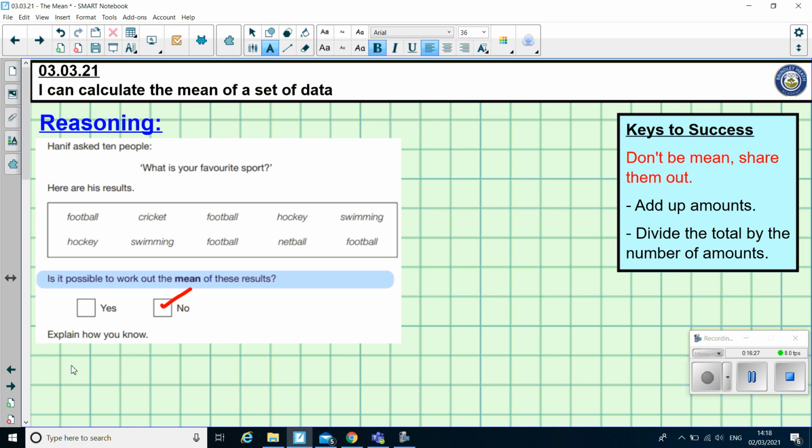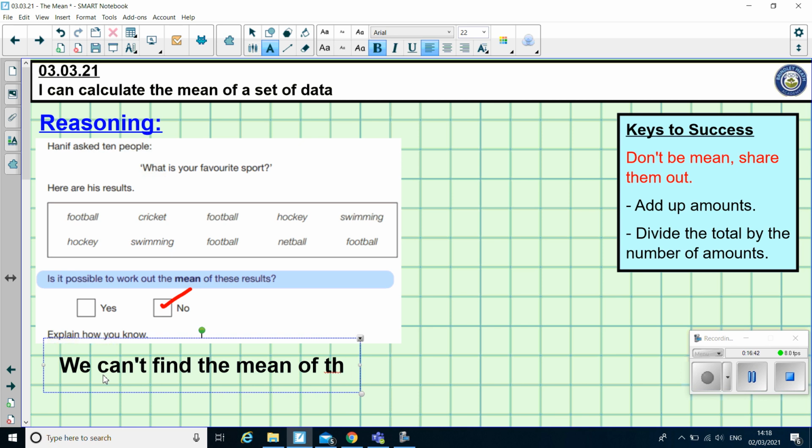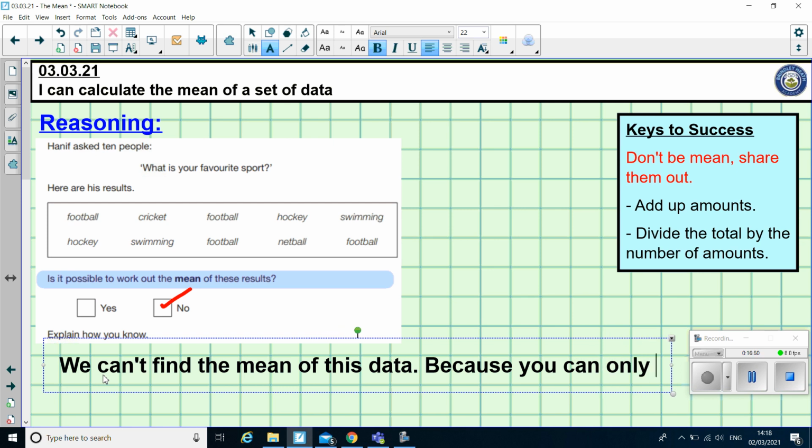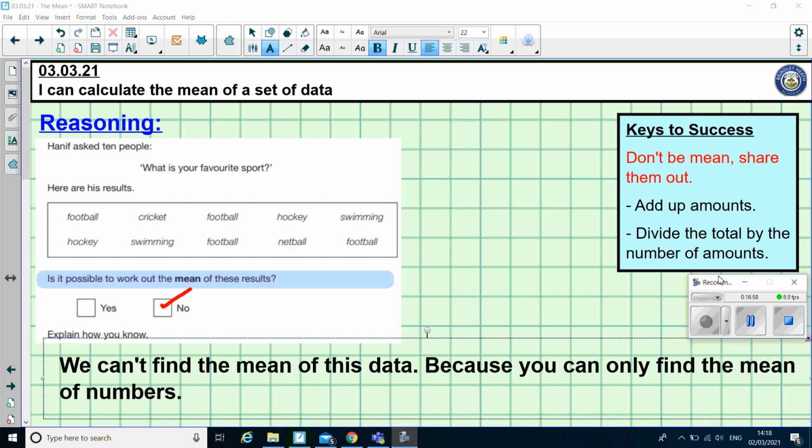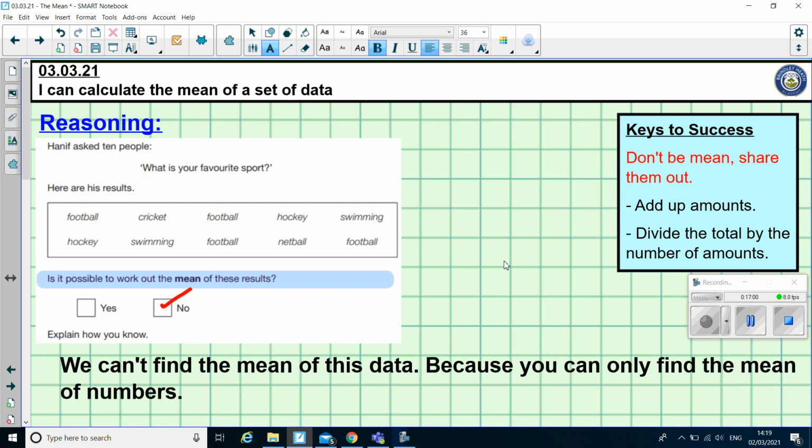So, quite a quick reasoning answer today. No, we can't find the mean of this data because you can only find the mean of numbers. Okay, that's all we need to say for that reasoning answer today. A little bit of a trick question there, just to make you have a little think.